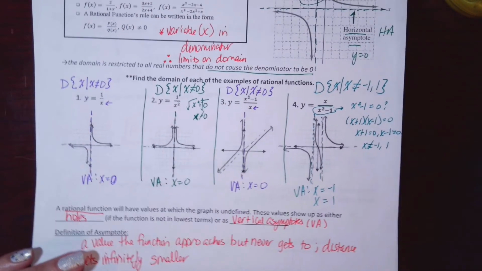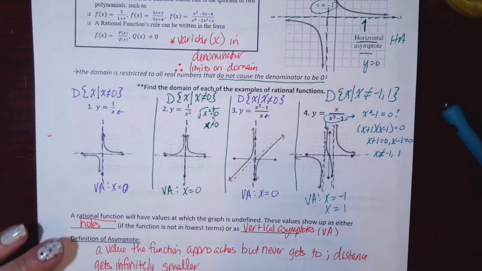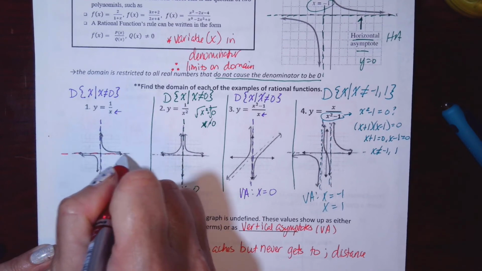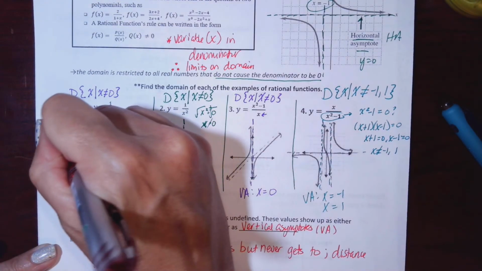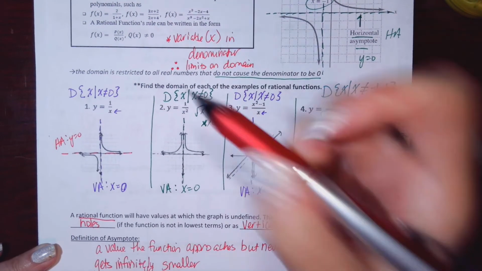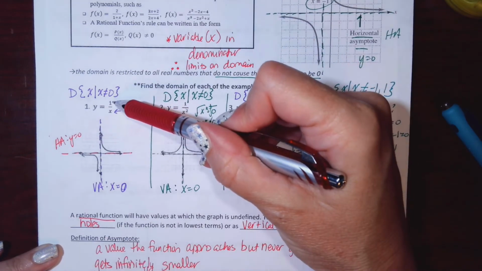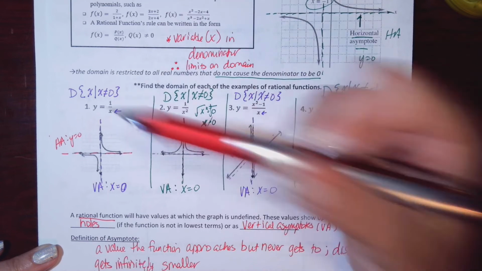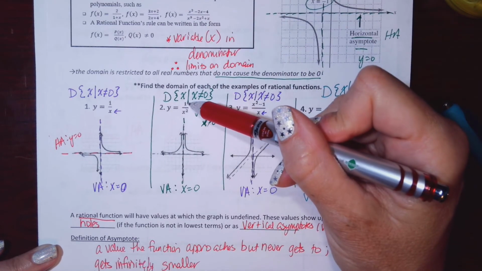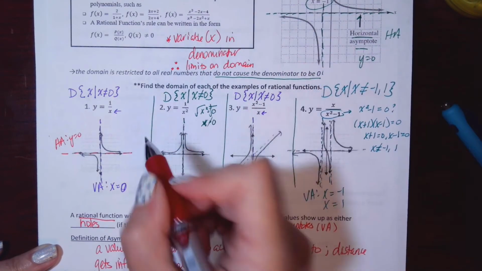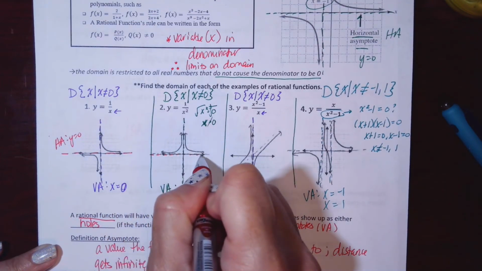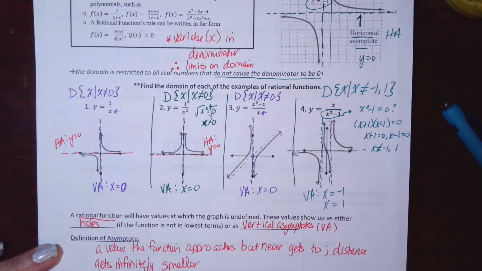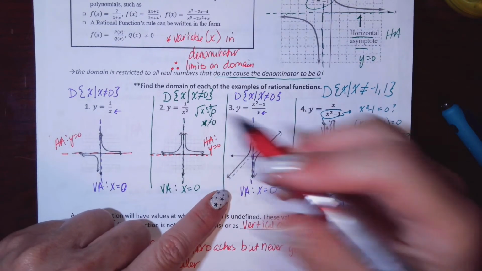So let's go back and look at this first page, and let's look at these horizontal or slant asymptotes. Well, right here I have a horizontal asymptote at y equals 0. And I know that that's going to happen because the degree of the numerator is 0, the degree of the denominator is 1, so this degree is less than the denominator. Once again, the degree of the numerator is less than the degree of the denominator, so I have a horizontal asymptote at y equals 0. Here I have a slant asymptote.